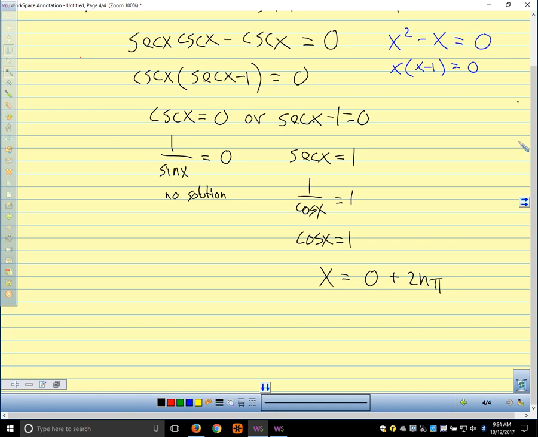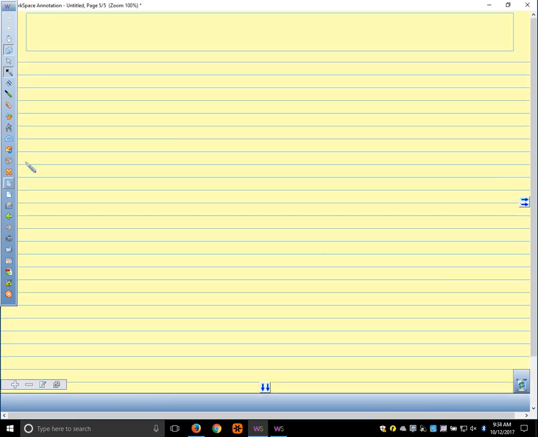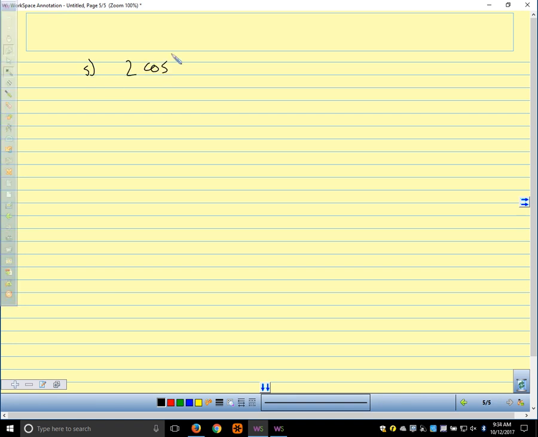All right. Well, let's go to a slightly different type of equation. These are kind of linear equations. Let's go to quadratic equations. 2 cosine squared x plus cosine x minus 1 equals 0. And we want to solve this.